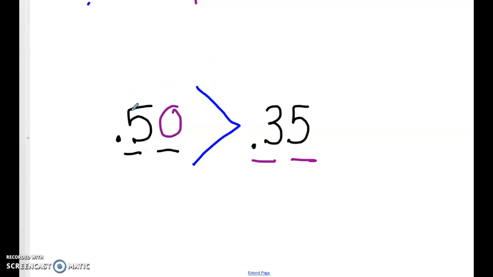So remember to add a 0 to the tenth spot because 5 tenths is the same as 50 hundredths. It's the same number. 5 tenths is 5 dimes. That's 50 cents. 50 hundredths is 50 pennies. It's the same number. These are equivalent in value. 5 tenths is the same as 50 hundredths. So you can always add a 0 to the tenth spot when you're comparing tenths and hundredths. Okay, good luck on your assignment.